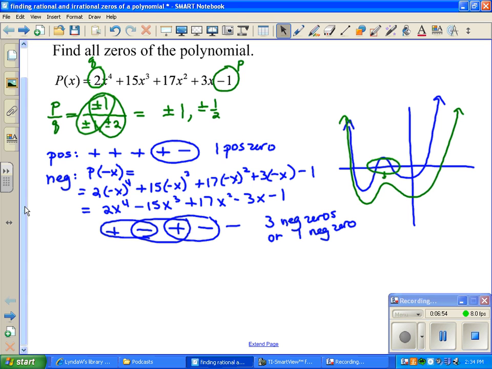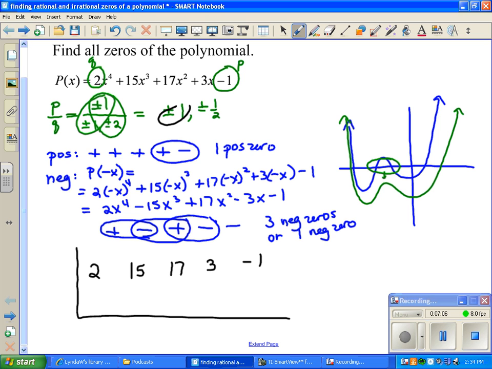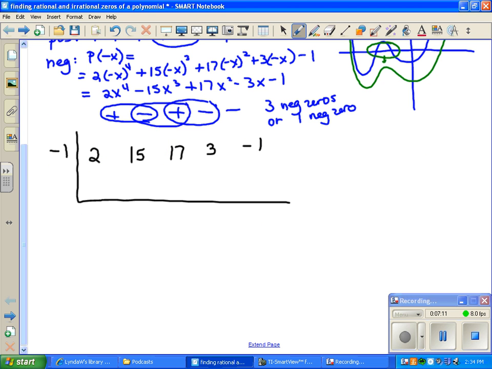So let me move this down. I'm going to take this original polynomial and I'm going to do some synthetic division here. 2, 15, 17, 3, negative 1. And I'm just going to randomly guess one of the numbers from my list. I'm going to try negative 1. Okay. So with synthetic division, I first drop down the first number 2.